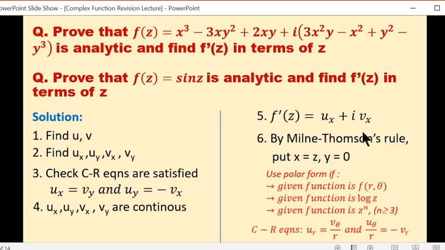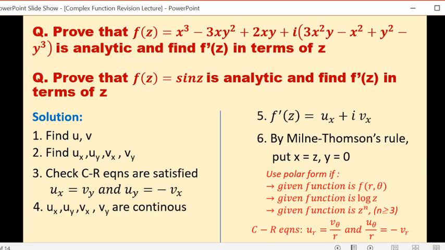Okay, इसका derivation is simple, not that difficult, but then the derivation is not included in your syllabus, so I have not taken this. We have to just take this formula f dash of z equal to ux plus ivx. Okay, all right, then this will give you f dash of z in terms of x and y. To get it in terms of z, we use Milne-Thompson's rule, where we put x equal to z and y equal to 0. Did we understand this? Ankit, is your doubt cleared?